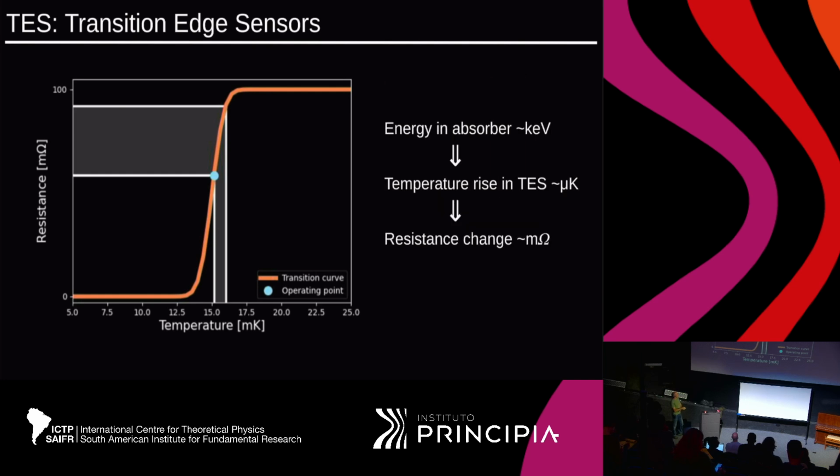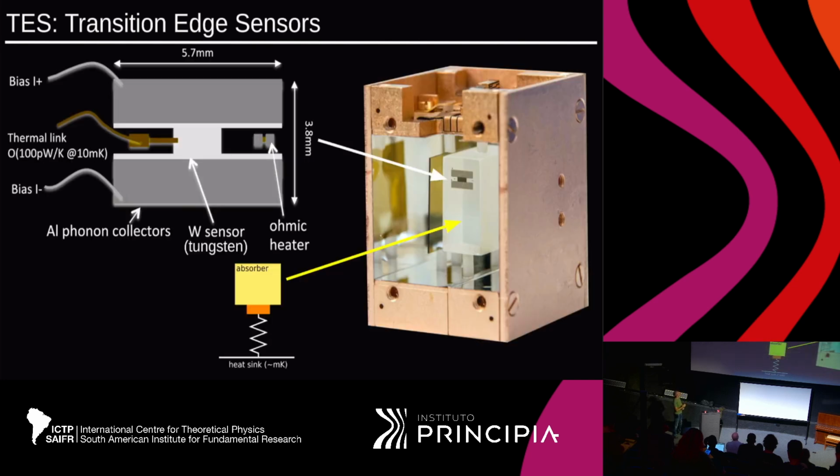Okay, so to summarize, you have energy in the absorber that is in the order of keV or so. Then you have a temperature rise in this transition edge sensor. That is the name of this technology. That can be in the order of microkelvins, and the resistivity changes in the order of milliohms. Okay, so now we know how to do this.